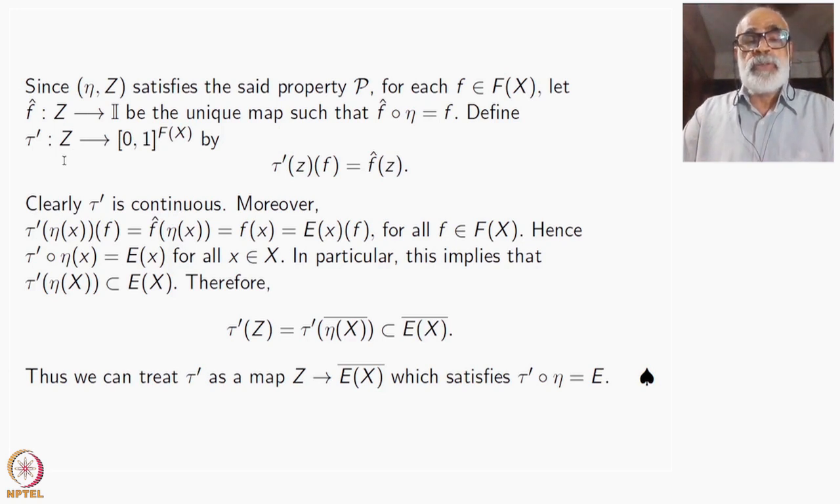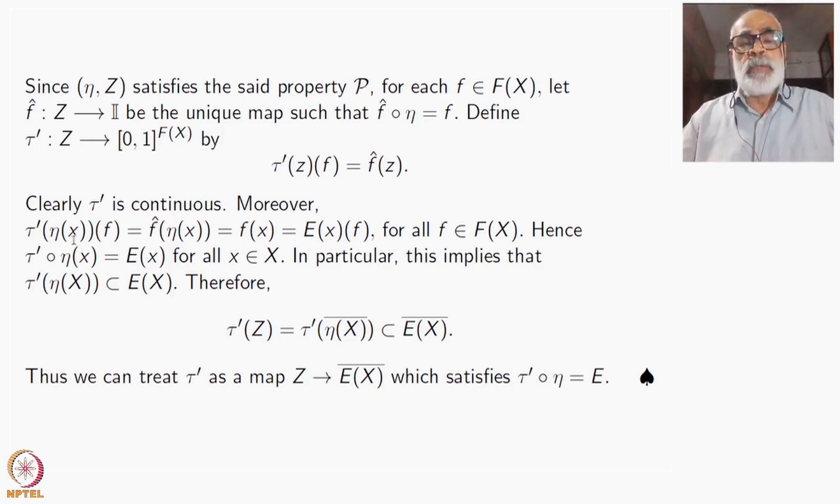I want to say that first of all this is continuous. Why? Because what is its fth coordinate? It's f hat. So if the fth coordinate is f hat, each coordinate is continuous, therefore the function is continuous. So tau prime is continuous. Okay, so continuity of this function is fine.